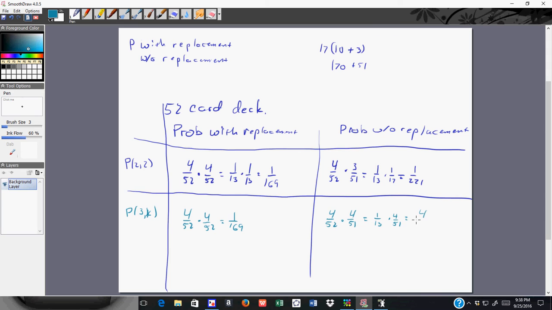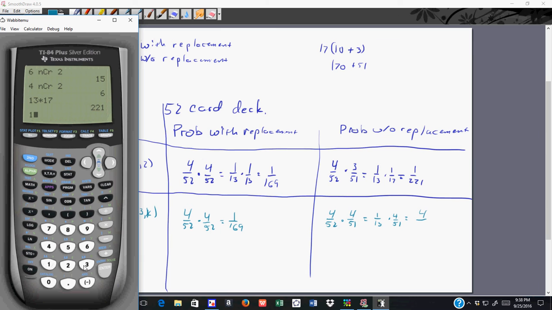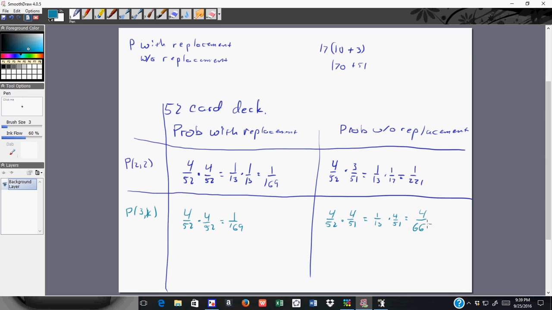And that's going to leave us with 4 out of 663. Now, 13 times 50 is 650, plus 13, so it should be 663. Let's just double check. 13 times 51 is 663, great. And once again, here I did 13 times 50, 13 times 1, and I got 650 plus 13, which is 663, in case you're wondering how I did that.